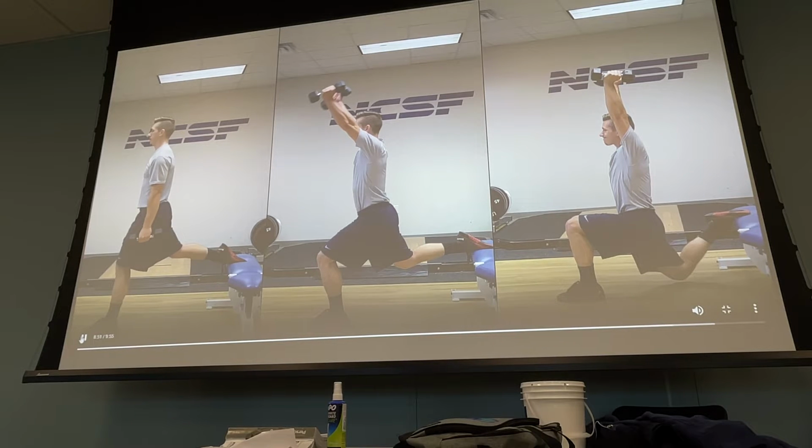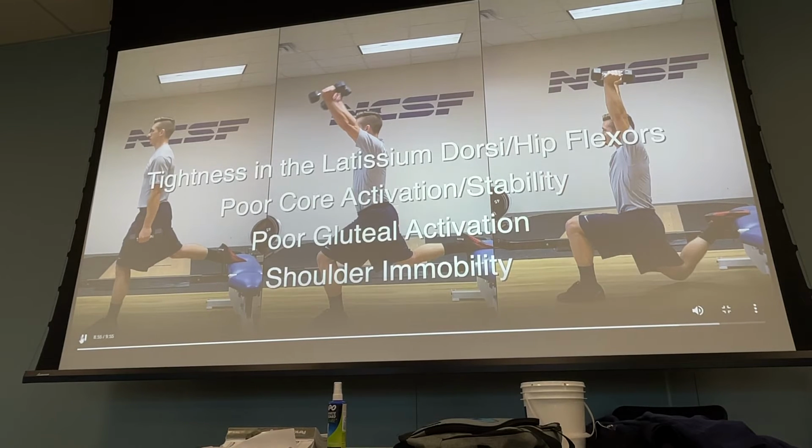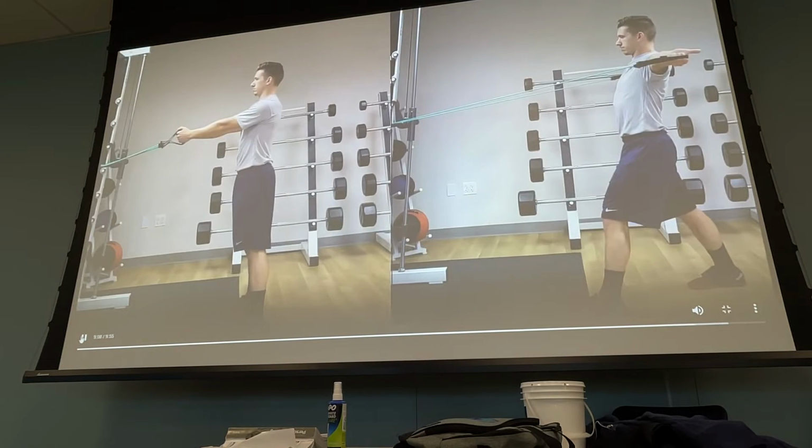Okay, for this exercise, the following could be addressed. Tightness in the latissimus dorsi and hip flexors, poor core activation and stability, poor gluteal activation, and shoulder immobility. These are just a few examples. Let's take a look at one more, the step back with T-pole. You will now be given a short period to consider potential answers.